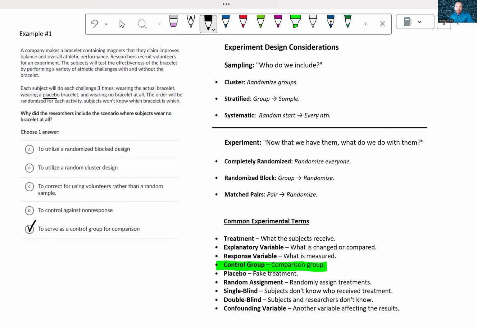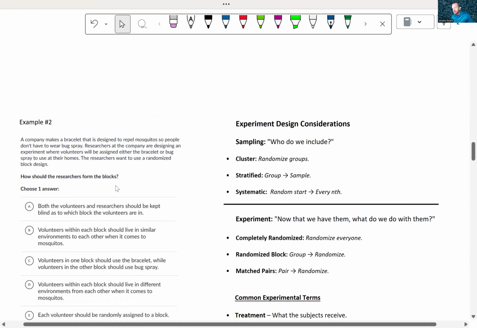Adding groups to a study doesn't correct for this concern where they're doing no bracelet at all. And then D says non-response is a concern with surveys, but it's not much of a concern in an experiment with volunteers. So to control against non-response, they're still responding, so it's not D. So I'm just going to cross out all these. So that's what our control group is. Okay, going on to the next example.